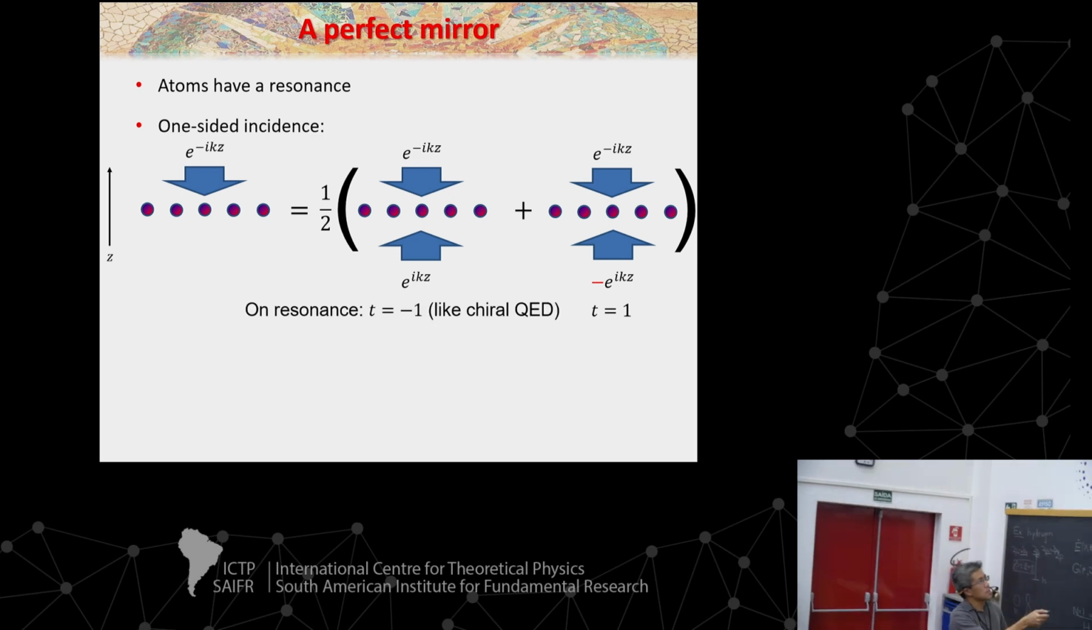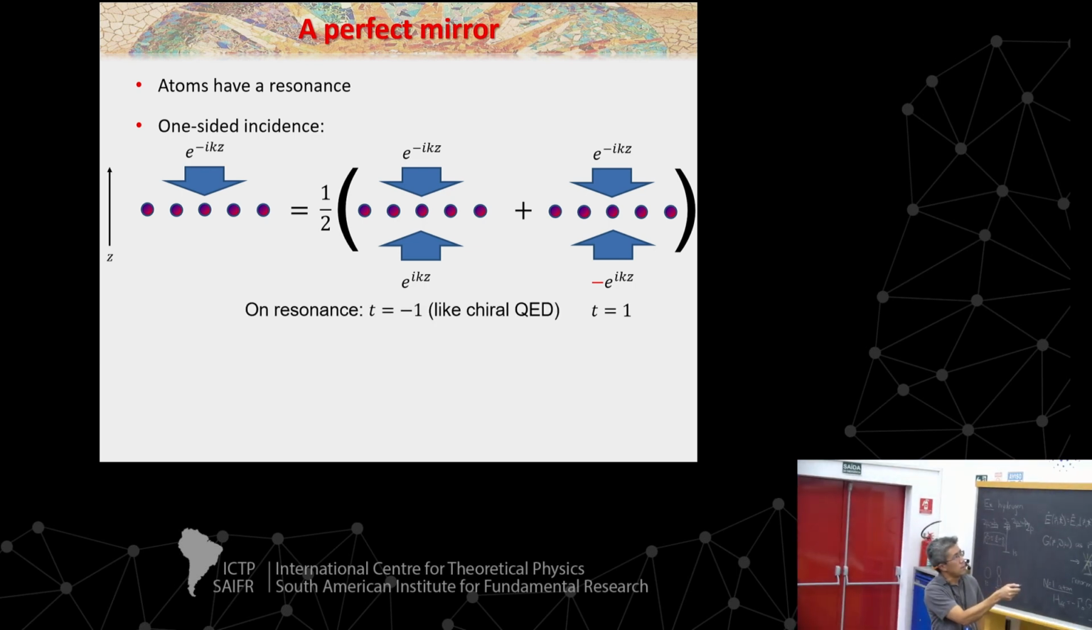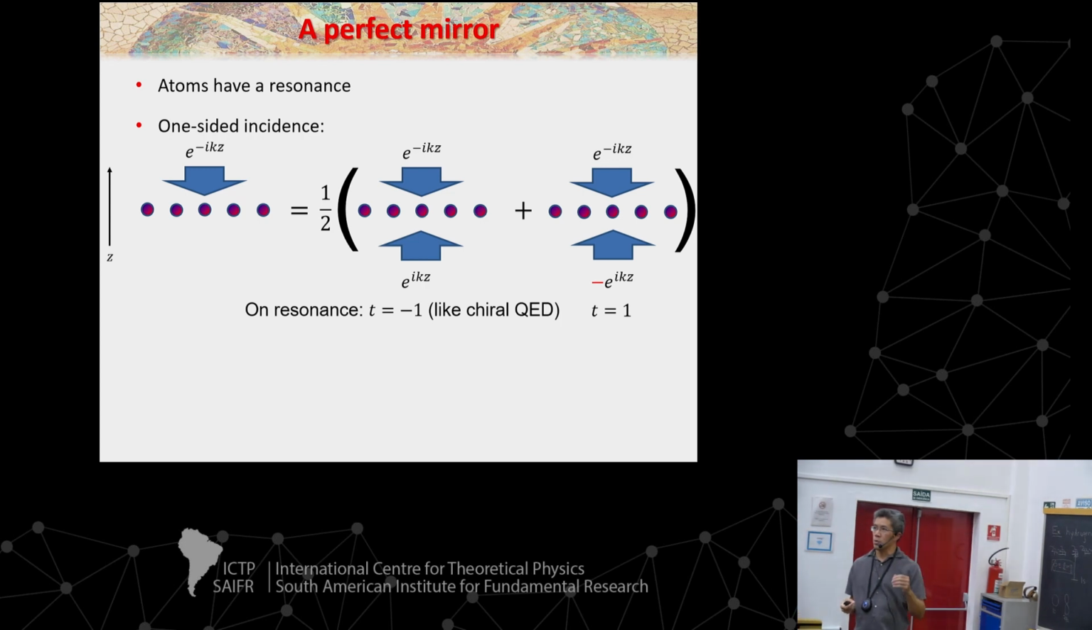In this case, the waves combine to form an antinode at the atomic position. But this actually looks a lot like chiral waveguide QED. So again, I argued already from the previous slide that when I send light in, it can't disappear. It can't go in another direction. So the amplitude of the transmitted light has to be 1.